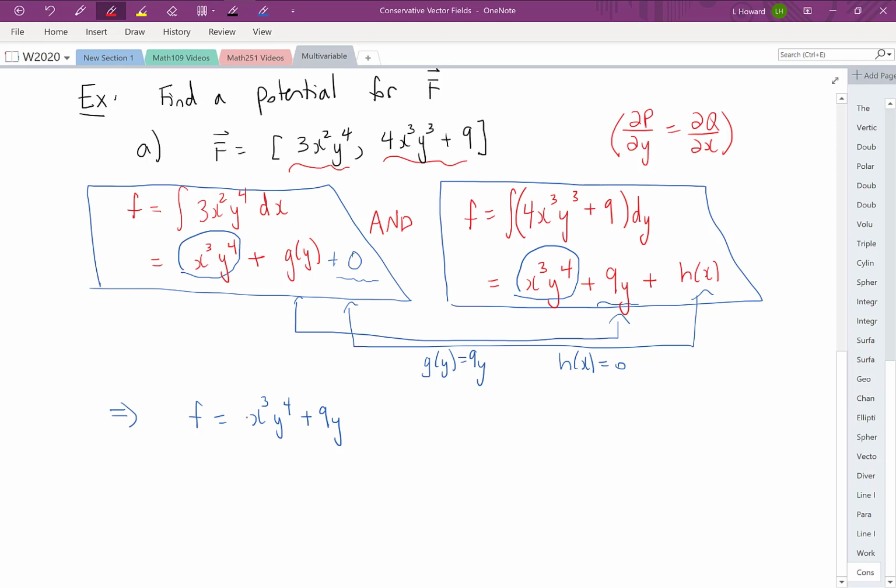So this is our potential for our vector field F, and if we wanted to check this, let's just think about the definition here. The whole point of finding a potential is that the gradient of this function little f is supposed to equal our vector field, vector capital F. So you could just do a quick check there that when you take the gradient of this function here, sure enough, you do get the vector field F that we started with. So that's how we know that we've successfully found a potential.